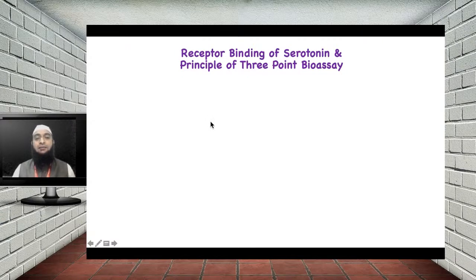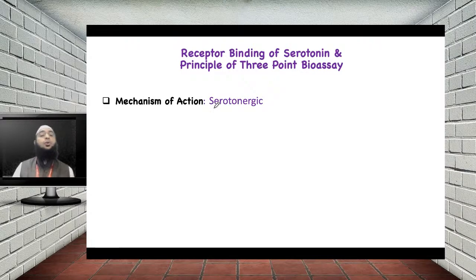Now let's see the receptor binding of serotonin and the principle of 3-point bioassay. The receptor related to serotonin: since we are using serotonin here, serotonin will bind only to the 5-HT receptor. There are different types of 5-HT receptor present in the body, from 5-HT1, 5-HT2, 5-HT3. All these are 5-HT receptors where 5-hydroxytryptamine binds, so these receptors are called serotonergic receptors.